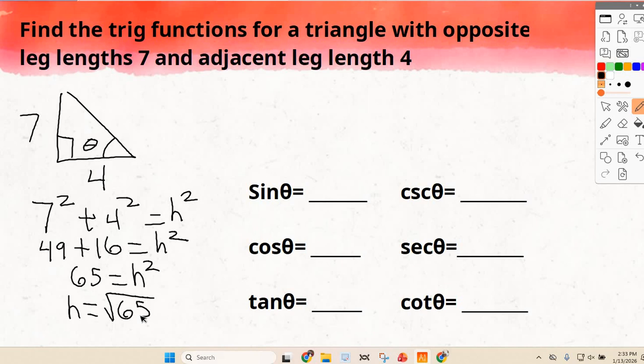So that's our hypotenuse. Then, what do we know that sine is? Opposite over hypotenuse. So what's our opposite? 7. And we found that our hypotenuse now is the square root of 65. Now, we are big kids now, and we can do big kid math, which means that I do not require that you rationalize that.